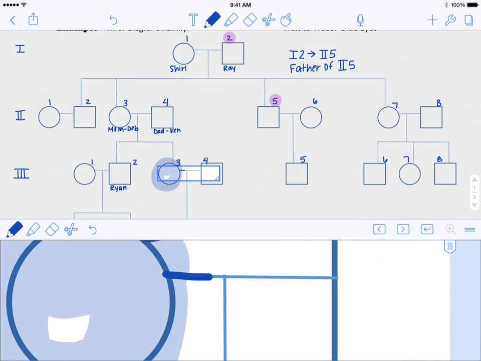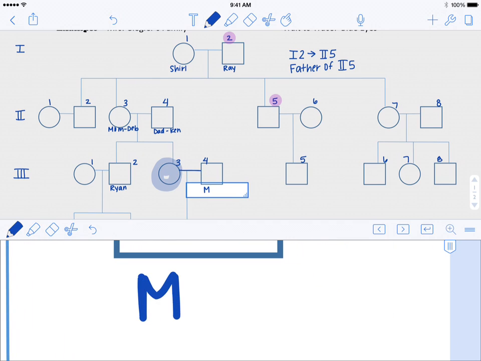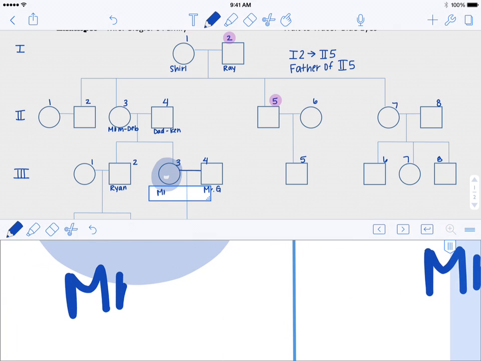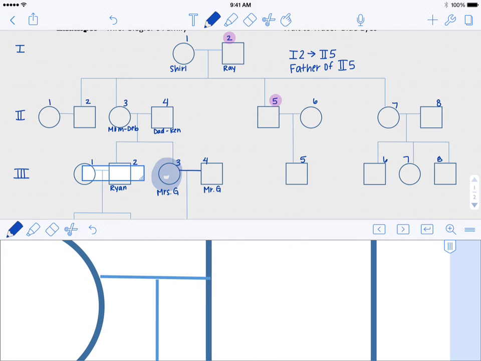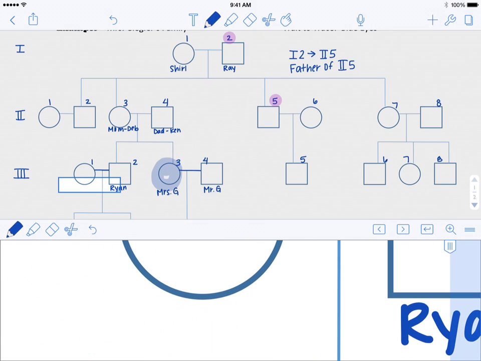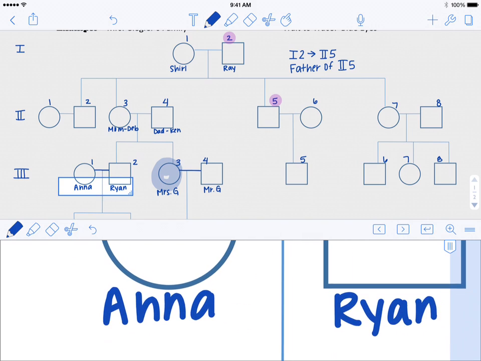The person attached by a horizontal line is my husband. Some of you might know him. It's Mr. Giggler. If we build off of my brother, he also has someone that he is attached to by a horizontal line. That's his wife, Anna, or my sister-in-law.